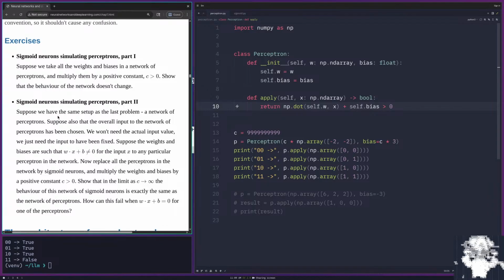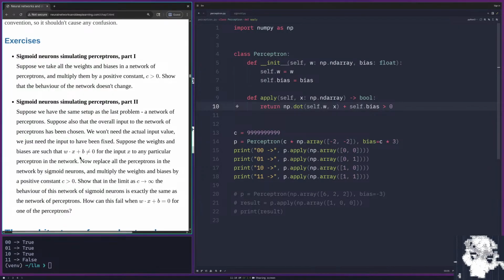Part 2. Suppose we have the same setup as the last problem, a network of perceptrons. Suppose that the overall input to the network of perceptrons has been chosen. We don't need the actual input value, we just need the input to have been fixed. Suppose the weights and biases are such that w.x plus b is not equal to 0 for the input x to any particular perceptron in the network.